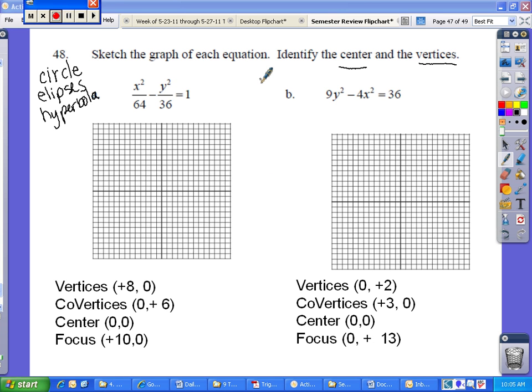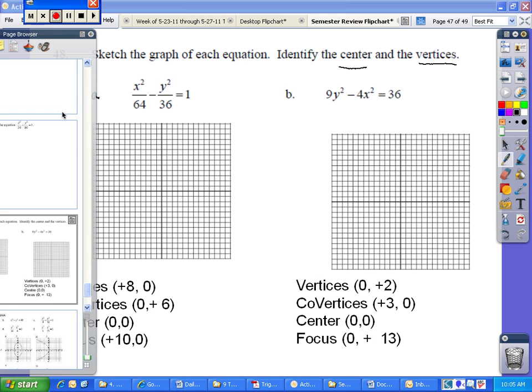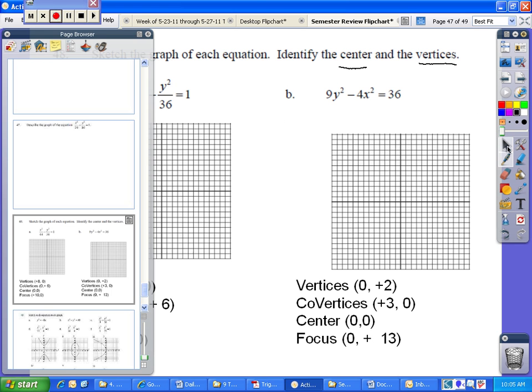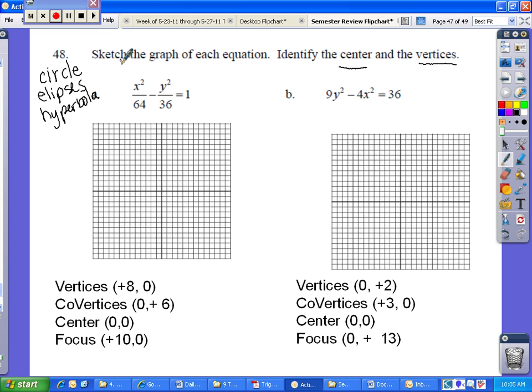Alright, so for number 48, we're going to be sketching a graph of each of the equations and identifying the center and the vertices. If you look at letter A, and again, whenever we see the word center, that indicates to us that it's going to be a conic. So it's either going to be a circle, an ellipse, or a hyperbola. Now, we did also talk about parabolas in this unit, but a parabola does not have both an x squared and a y squared. It's going to have one or the other.